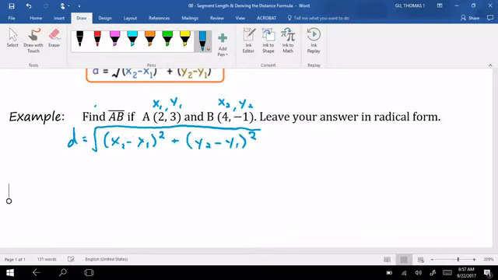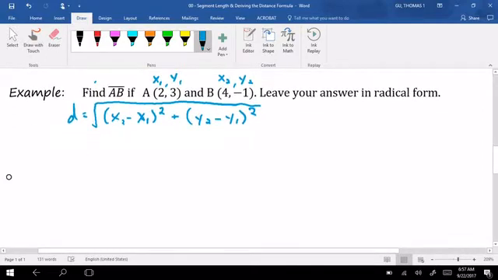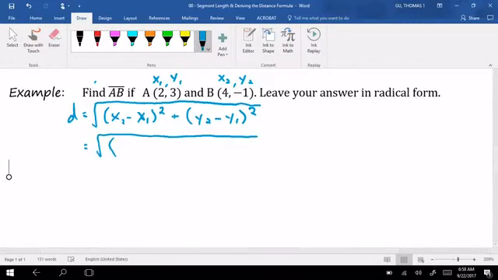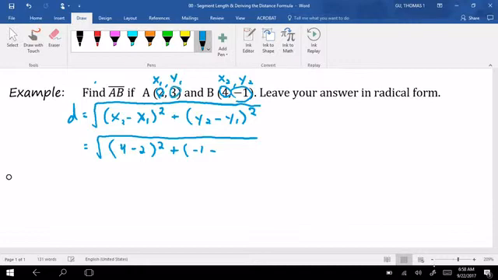and then all we got to do from here is plug and play, guys. So here we go. D equals, let's go. What was x sub 2? Well, we labeled it right here. It's this 4. 4 minus x sub 1. Where is it? That's that 2, squared, plus y sub 2. What's that? -1 minus, where's y sub 1? Right here. 3, squared. And then now we're just going to combine the like terms that are in the parentheses.